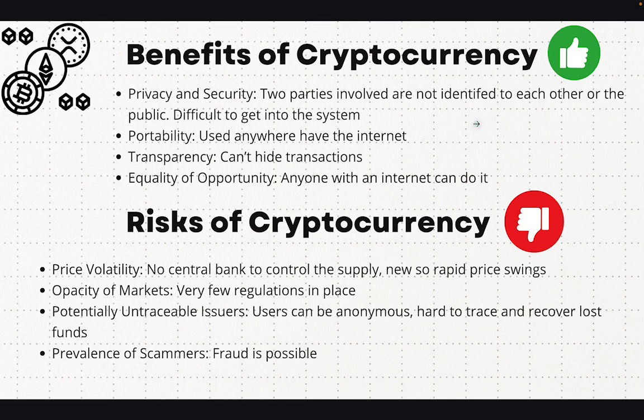There are benefits to cryptocurrency and there are risks. Some of the benefits include privacy and security. There can be two parties involved in a transaction and they are not identified to each other or to the public because it's difficult to get into that system. Remember, you have to have the key to decode it.